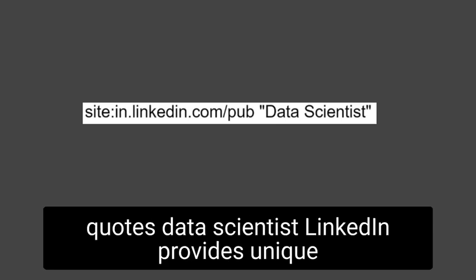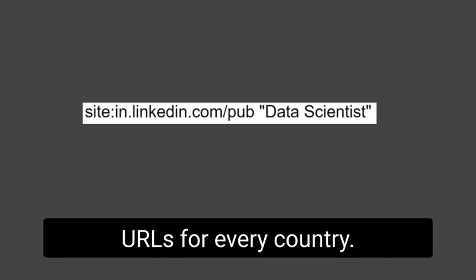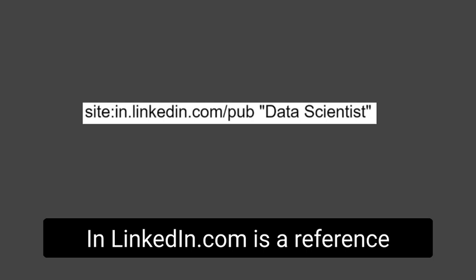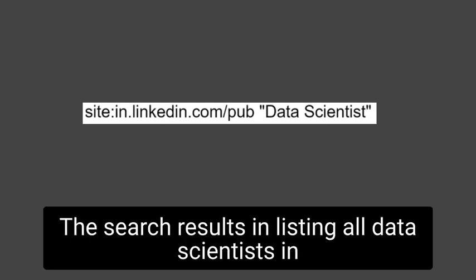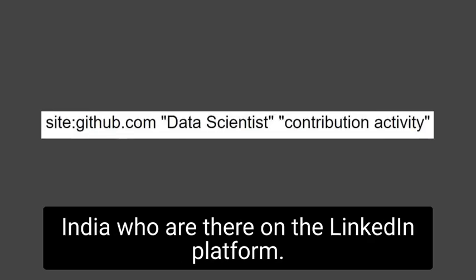LinkedIn. site:/in.linkedin.com/pub within double quotes, data scientist. LinkedIn provides unique URLs for every country. in.linkedin.com is a reference to profiles available in India. The search results in listing all data scientists in India who are there on the LinkedIn platform.